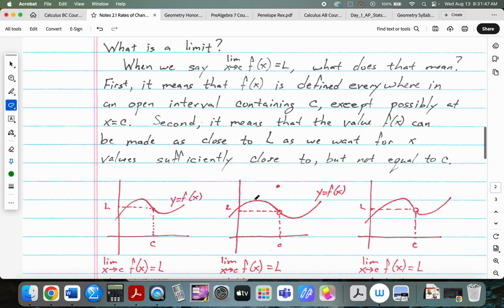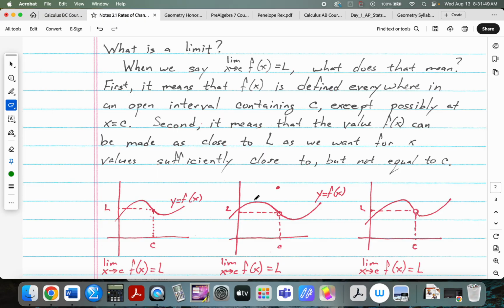All right, so you guys did limits last year, yes? All right, we're going to talk real quickly about what a limit is and what it is not. So when we say the limit as x approaches c of f of x is equal to L, what does that mean? Well, first of all, to be not completely formal about it, but be probably more formal than you did in pre-cal, f of x has to be defined everywhere in some open interval containing c, except possibly at c. Second, it means the value of f of x can be made as close to L as we want for x values sufficiently close to, but not equal to c.